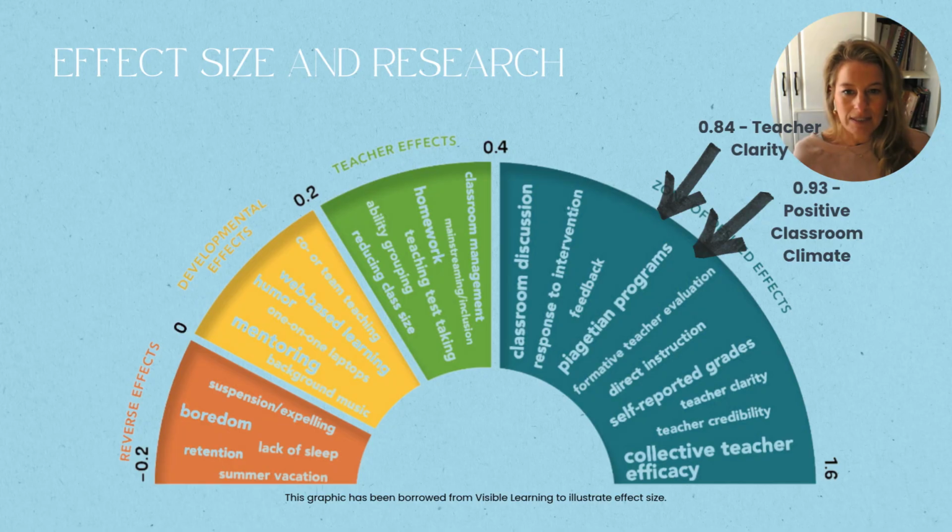This kind of consistency contributes to a positive classroom climate, which Hattie ranks even higher with an effect size of 0.93. In this kind of environment, students feel emotionally safe, academically supported, and willing to take risks.